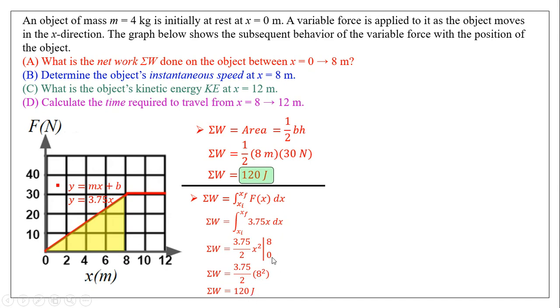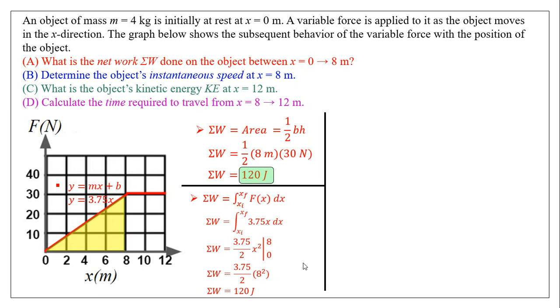I'm not going to worry about the lower bound because 0 squared is just 0. 0 times anything is just 0. So this one kind of makes it easy. All right, other than that, as you can see, you can just find the area. You can use calculus, integrating the slope line there, which will give you the area, which is the same answer. All right, 120 joules and 120 joules. Let's move on to part B.